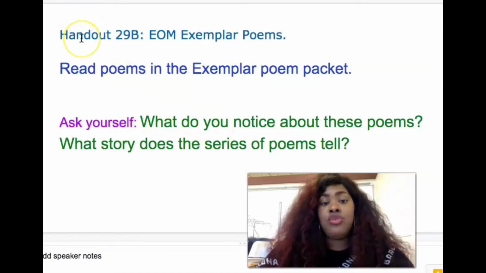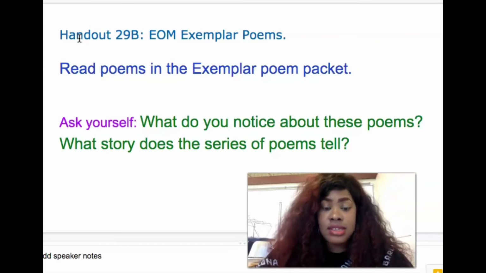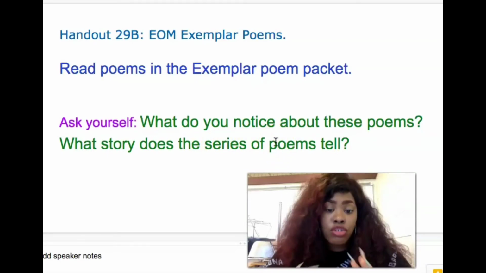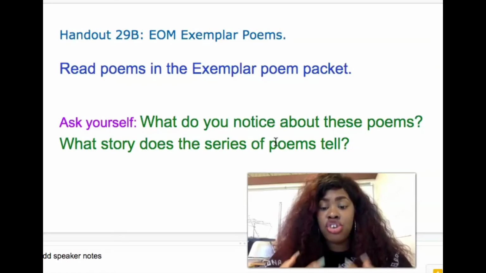The next task that we're going to do is look at some example poems of what type of poems you should have inside of your packet. This is for handout 29B, which is the end of module exemplar poems. I want you to read these poems in the exemplar poem packet and ask yourself, what do I notice about these poems and what story does the series of poems tell? You need to look at all of the poems together and say, what do all of those poems together tell? Because they all should be connected in some sort of way.